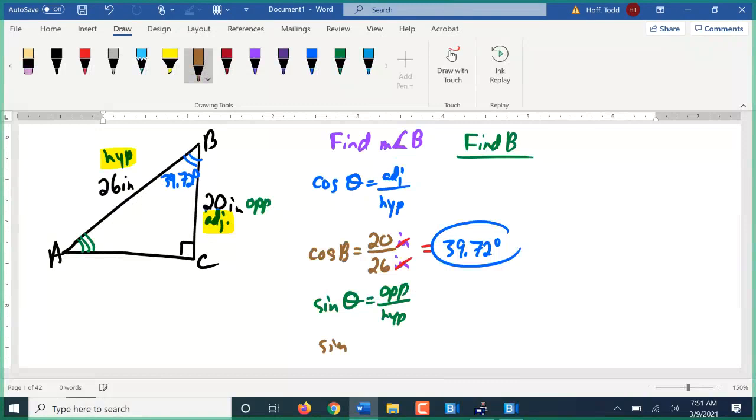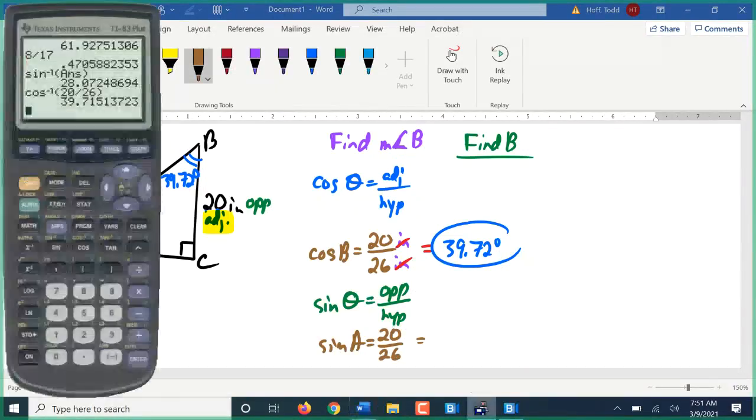So this would be the sine of A equals the opposite side, 20, over the hypotenuse of 26. So once again, I'm going to do an inverse sine. Second sine, 20 divided by 26. And again, I can do that division inside the parentheses so I don't have to divide it out separately. I get 50.28 degrees.